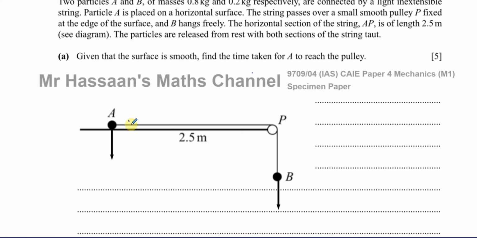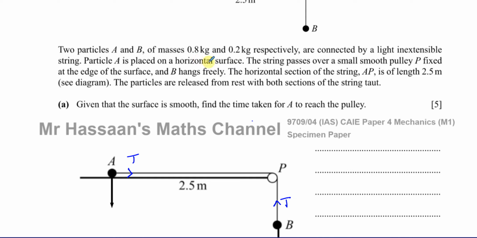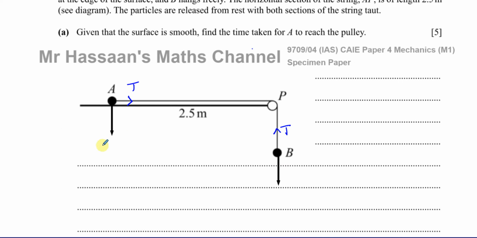For A, you'll have a tension acting this way. It's going to be pulled by the string that way. And for B, you're going to have a tension in this way. It's going to be pulled up. Their weights: A has a mass of 0.8, so its weight will be 0.8 G. And B will have a mass of 0.2, so its weight will be 0.2 G. Those are the only forces. There's no frictional forces acting on this system at all.